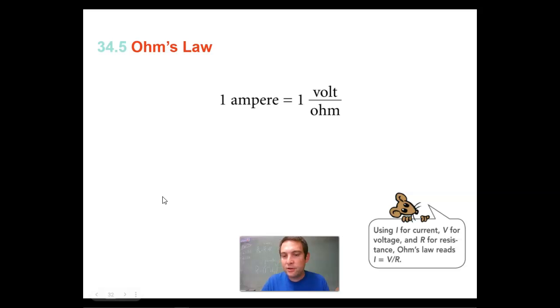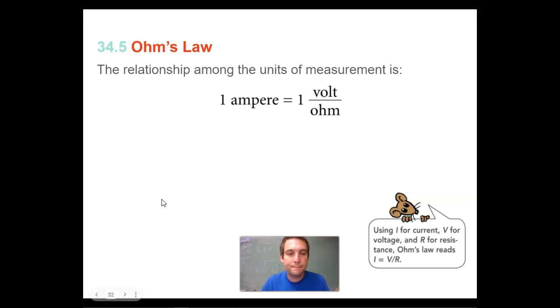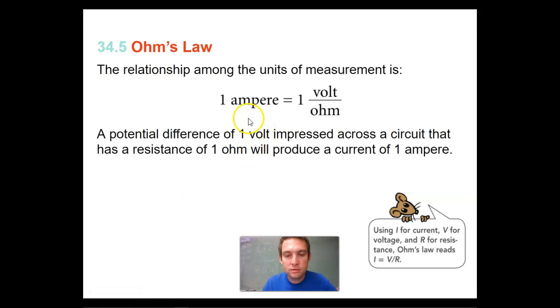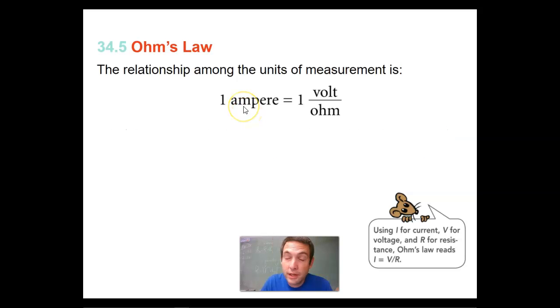Remember, 1 ampere equals a volt per ohm. Relationship of the units for Ohm's law: 1 ampere equals a volt per ohm. 1 ampere also equals a coulomb per second, right?